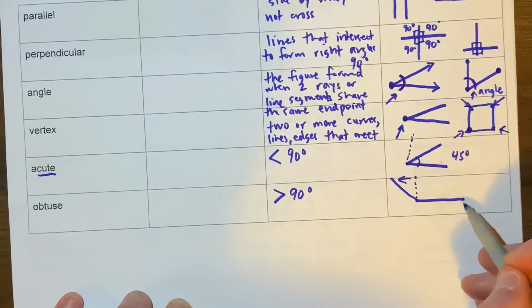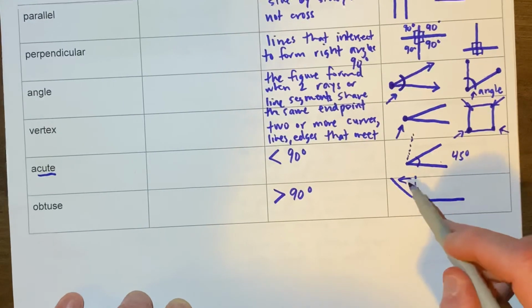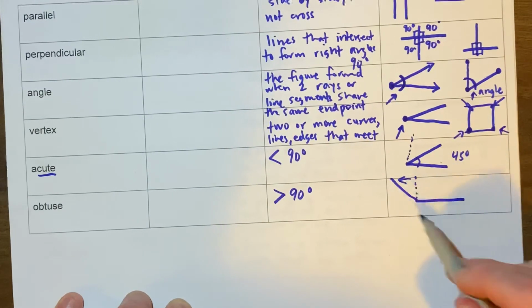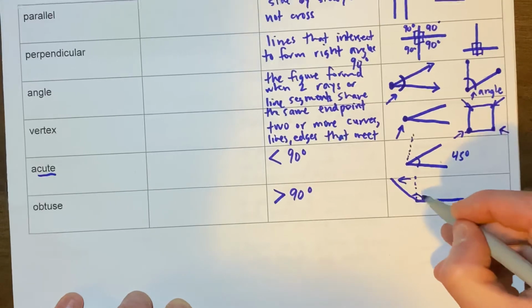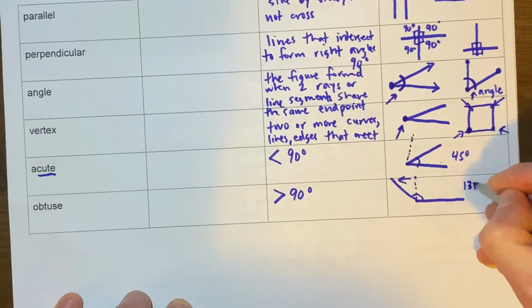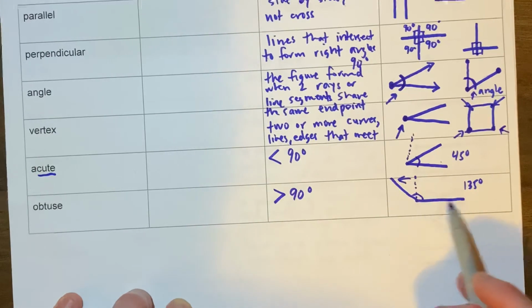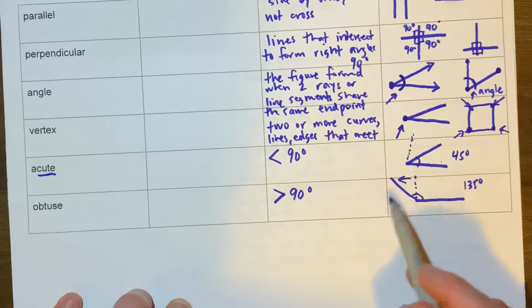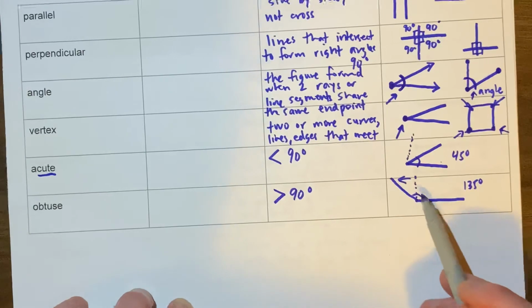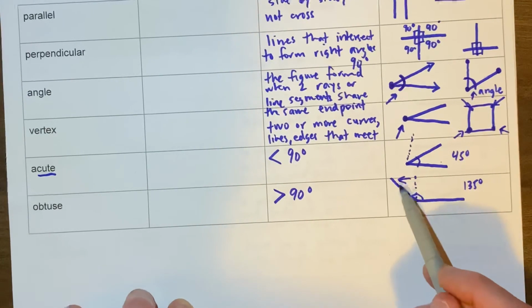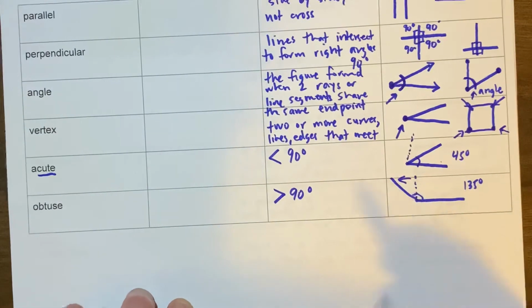If I had to guess, this is probably 90 right here, plus about 45. So this entire angle is probably about 135 degrees. I know a straight line is 180, so it's about halfway in there. So I know that somewhere in here is probably about 135 degrees if I estimate.